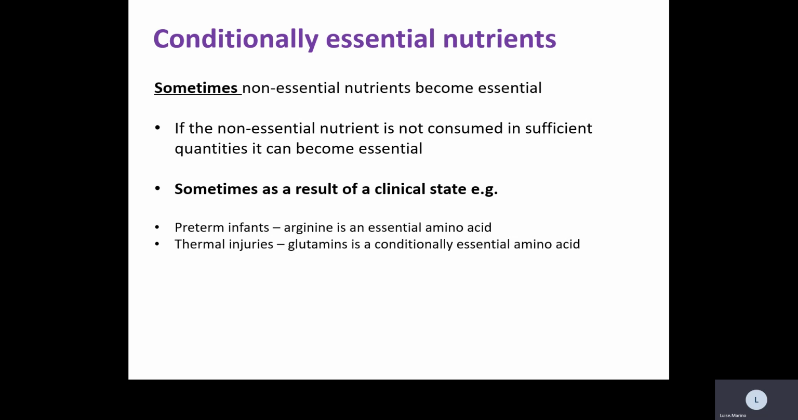Arginine, which is an amino acid, is essential in prematurity. The infant is unable to synthesize this in sufficient quantities, so it is required as an exogenous amino acid. And then during injuries or critical illness, glutamine can become a conditionally essential amino acid.